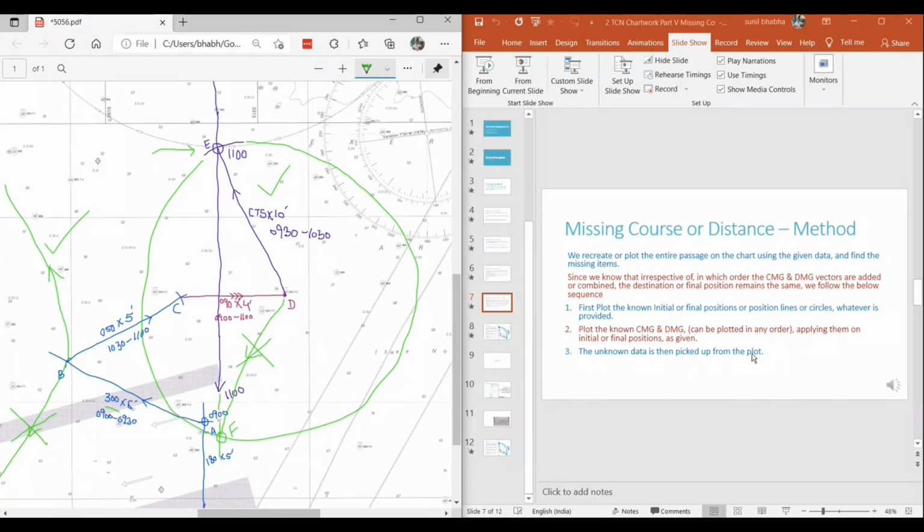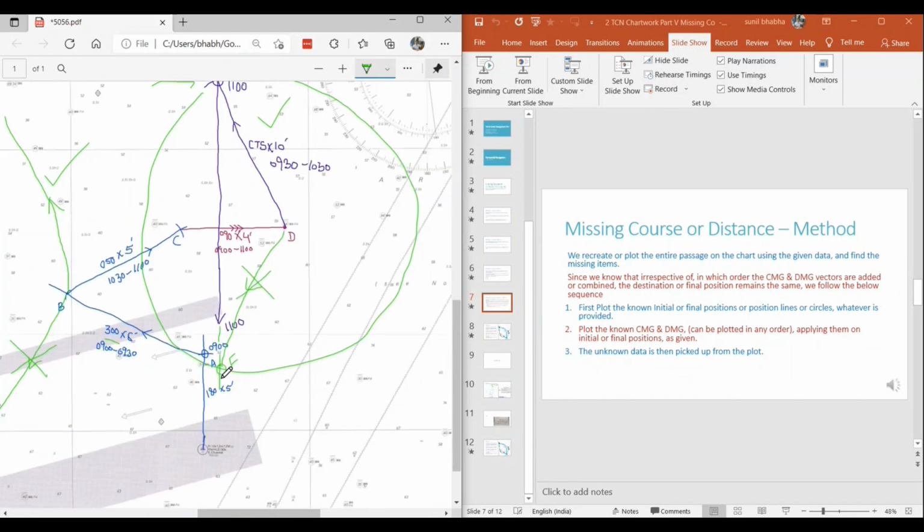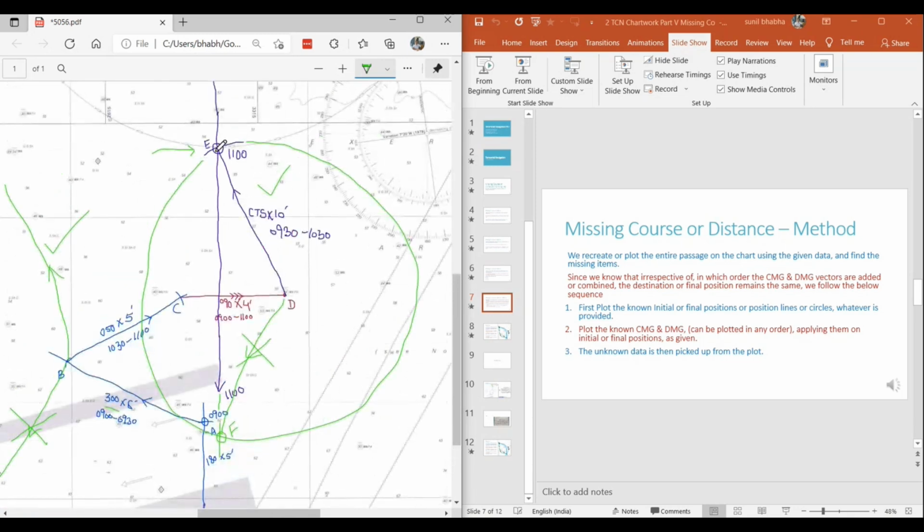So the unknown data is then picked up from the plot. This is the basic concept we follow. And the property of vector addition, important thing to keep in mind is that you can add up these vectors in any order. किसी भी order में आप इन vectors को add कर सकते हो. आप देखोगे in all the cases the final position arrived would be the same. अगर आप initial position पे current vector पहले लगा दो और बाकी के vectors बाद में लगाओ, even then you will be reaching to the final position exactly in the same way. So this is the concept of missing course or distance method.